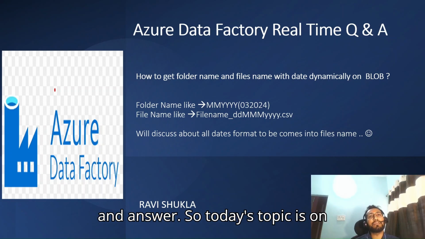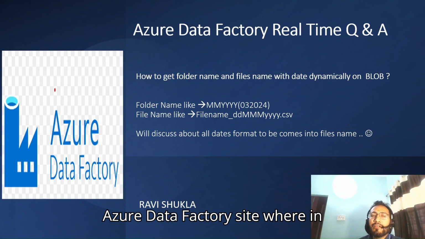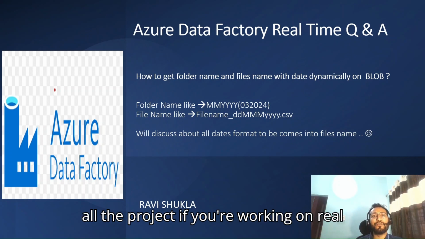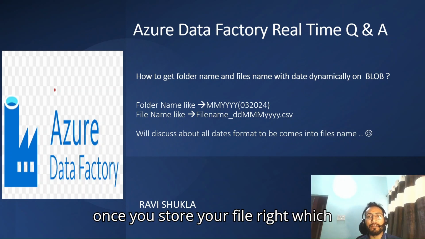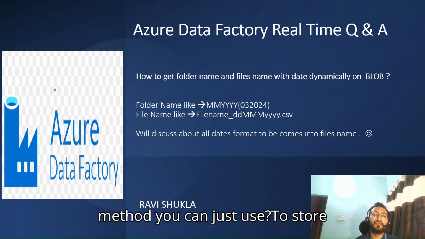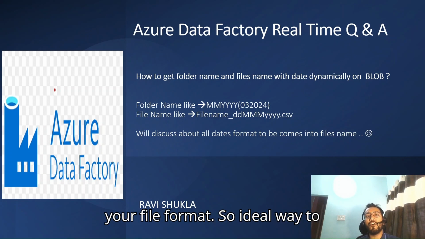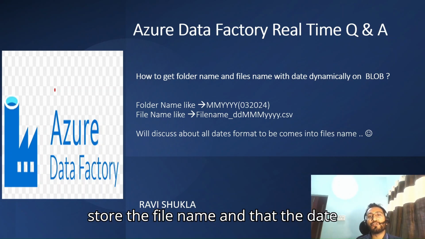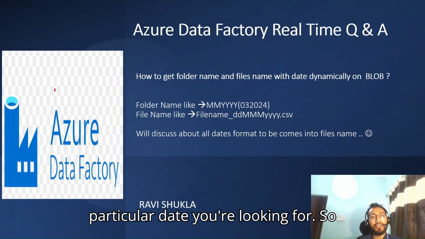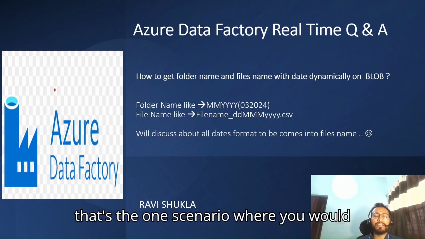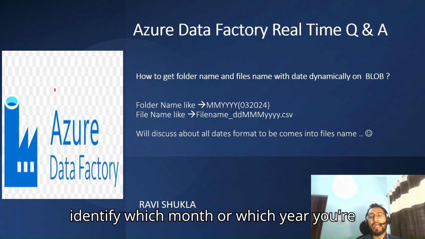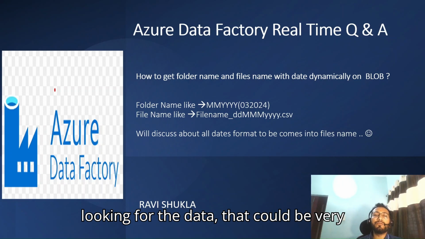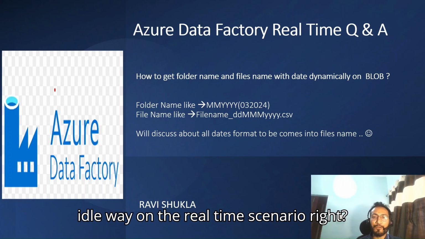So today's topic is on the Azure Data Factory side, where in a real-time project, this question comes up: once you store your file, which method can you use to store your file format? The ideal way is to store the file name and the particular date you're looking for. That's one scenario where you would have a folder, and in the folder, if you identify for which month or which year you're looking for the data, that could be a very ideal way in a real-time scenario.